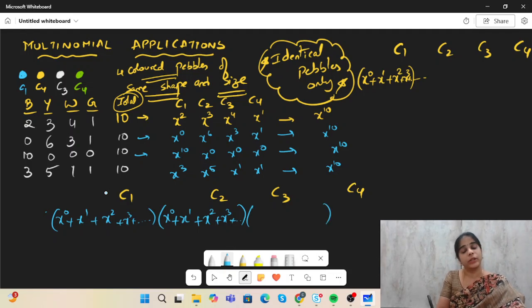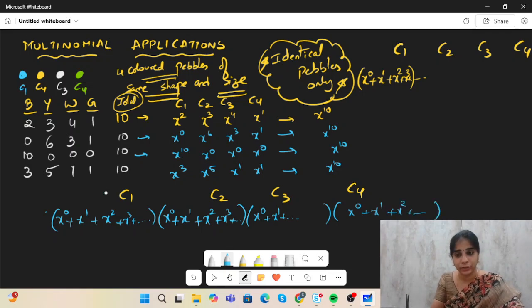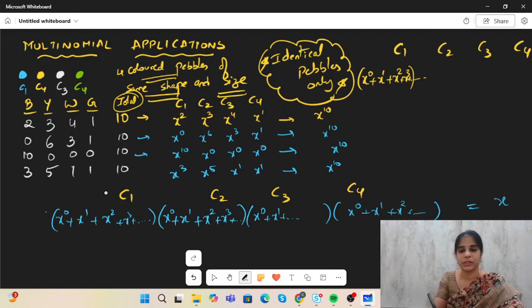Now here, C3 again is x to the power 0 plus x to the power 1 plus so on. And C4 also is x to the power 0 plus x to the power 1 plus x to the power 2 plus so on, right? Understood? Now all these put together give my x to the power 10. Or let me consider some r balls or pebbles that I'm taking there. Did everyone understand till here?